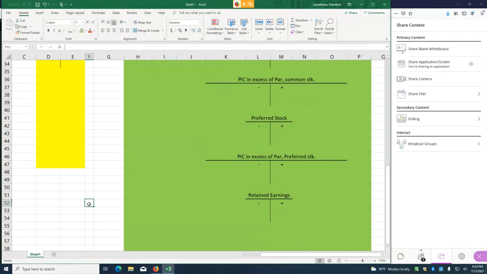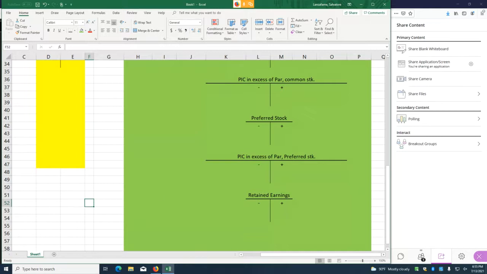So if you were pressed on a test and asked what accounts really represent capital in the corporation environment, it would be stock accounts and retained earnings. So retained earnings is a whole hat all to itself, and then these stock accounts are a whole hat all to themselves.